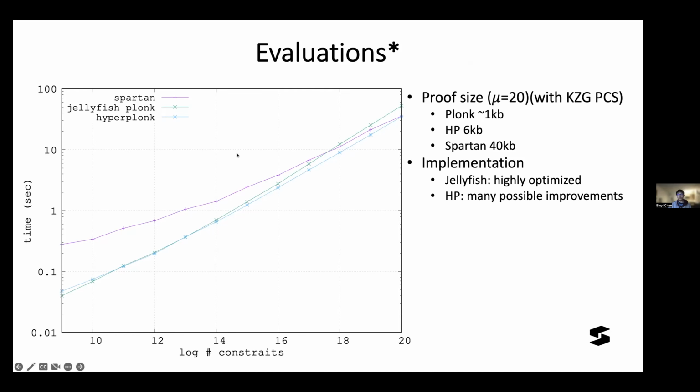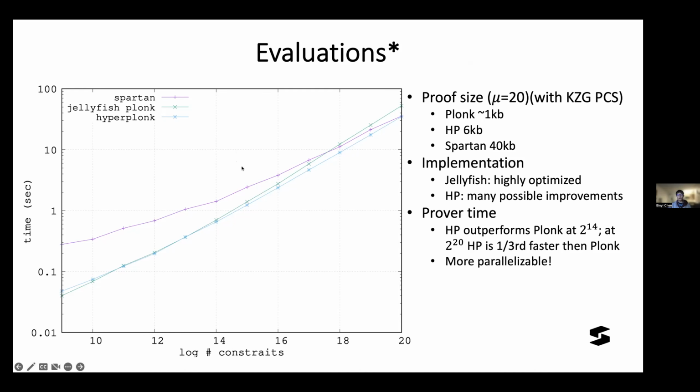Also, we compare our proof of concept implementation with a highly optimized Plonk implementation called Jellyfish. And it turns out HyperPlonk already outperforms Plonk at 2 to the 14 gates. And at 2 to the 20, it is already once faster than Plonk. This gap will keep growing because of the difference between quasilinear time and linear time. I also want to mention that our scheme is more parallelizable, so if we use GPU or FPGA or other hardware, this gap can be even more significant.